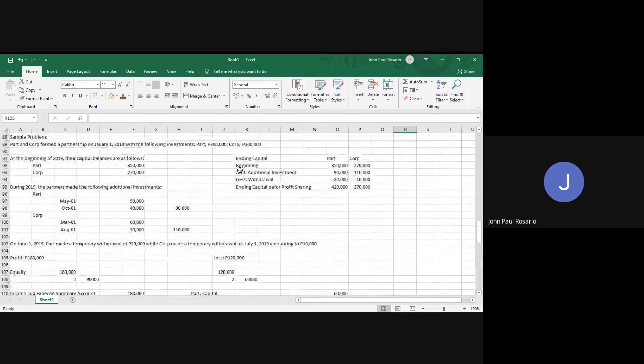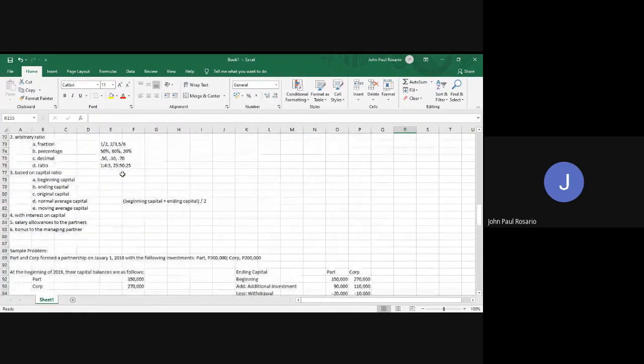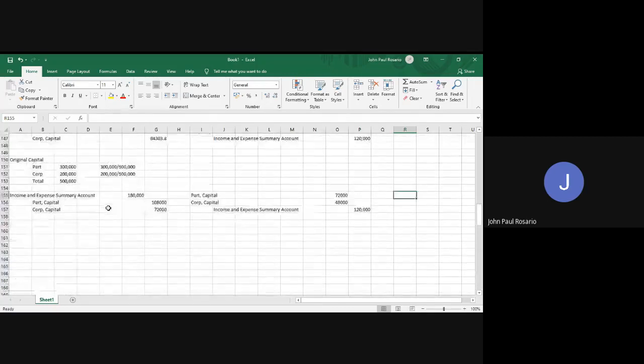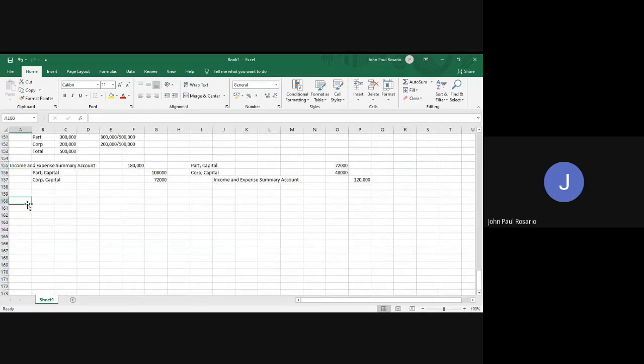So, what about the next one? Next is the normal average capital. So, normal average capital. For normal average capital, you should know the beginning and the ending, and then the normal average. Okay? So, for Part and Corp. And then, total.